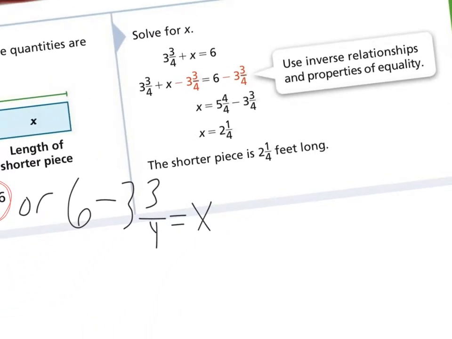If you did the other equation, this one would already be set up for you. The variable is by itself, so it's just a matter of subtracting, and you would get the same answer, 2 1/4 feet.